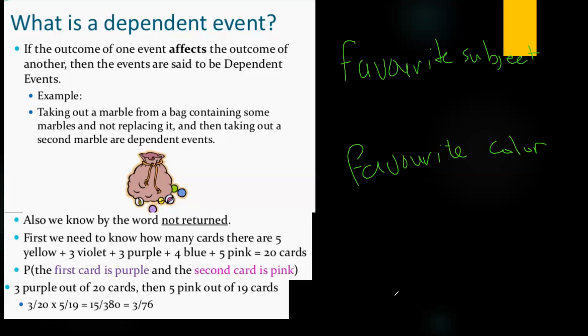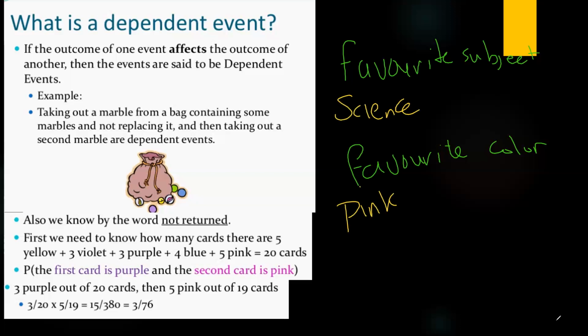Does the outcome of the favorite subject depend on the outcome of the favorite color? No, teacher, they are independent events. As an example, Farah, what is your favorite subject? Science. And your favorite color? Pink. So when Farah chooses science, it doesn't affect that she will choose pink or red, her favorite color. This is here an independent event.